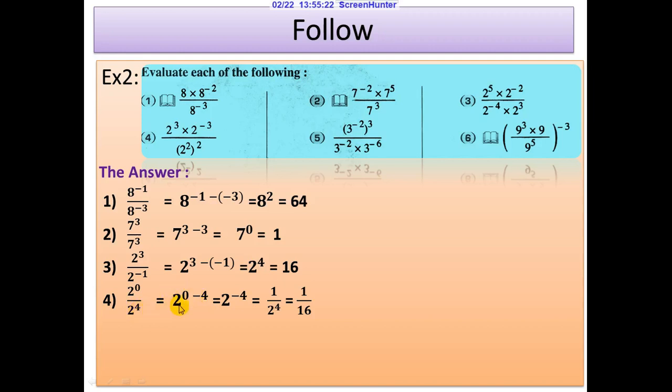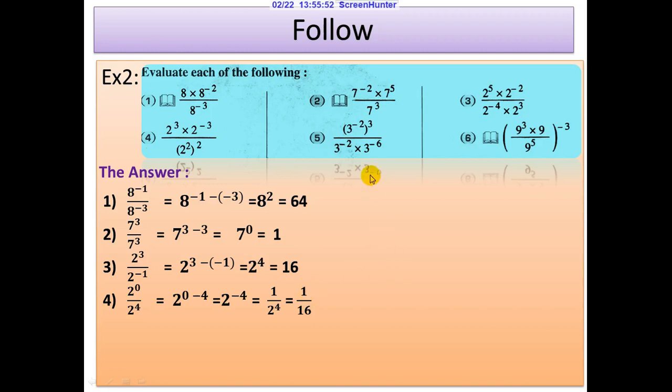And by doing the same steps, write 2 and subtract their power. It will be 2 raised to power 0 minus 4. It means equal 2 raised to power negative 4. In this case, we must change the place of 2 raised to power negative 4. Why? Because we have negative power. So it will be equal 1 over 2 raised to power 4. Finally equal 1 over 16.